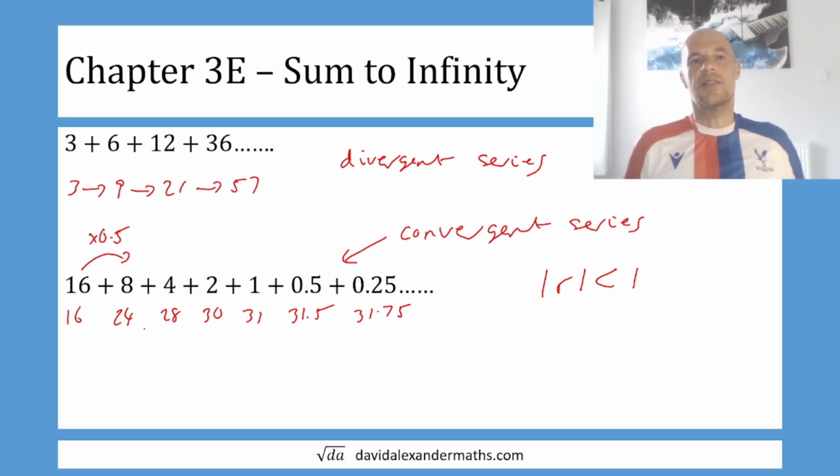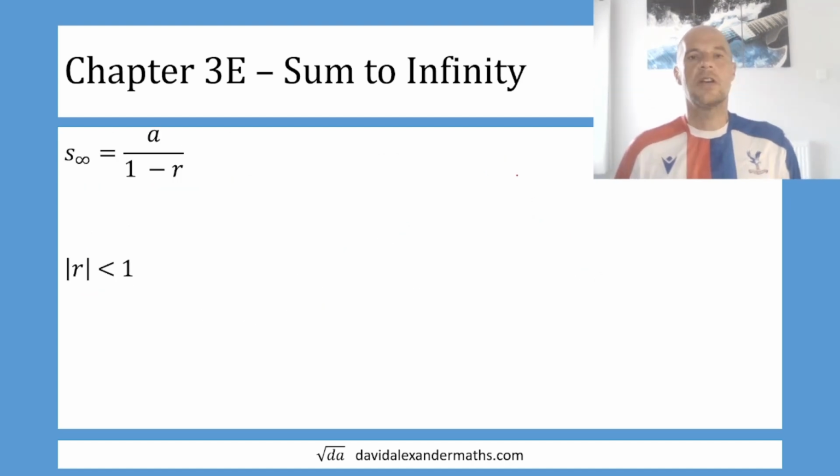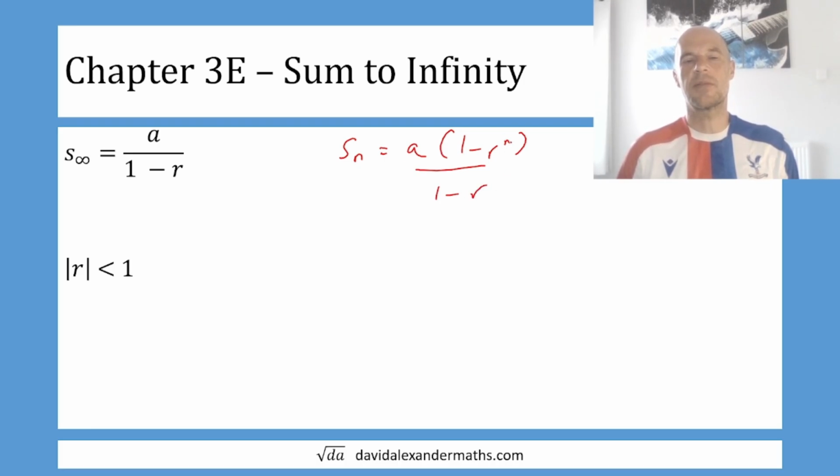So this series does have a sum to infinity because it's a convergent series, and that is because the common ratio r, or the modulus of r, is less than 1. So we know that the sum of the first n terms of a geometric series is a lots of 1 minus r to the n over 1 minus r, where a is your first term, r is your common ratio, and n is the number of terms. The sum to infinity, which can be written like this, S infinity, is a much simpler formula. It's just a over 1 minus r. And remember, this only works when the modulus of r is less than 1.